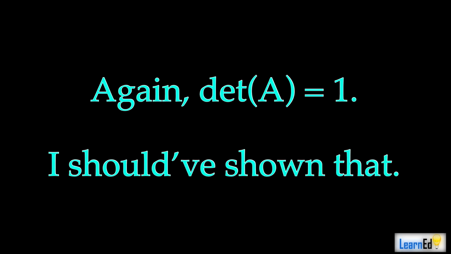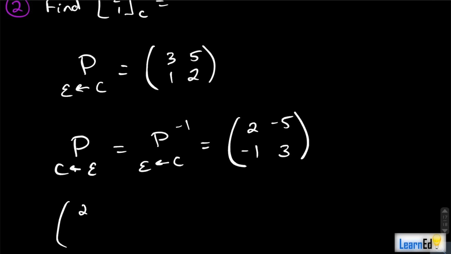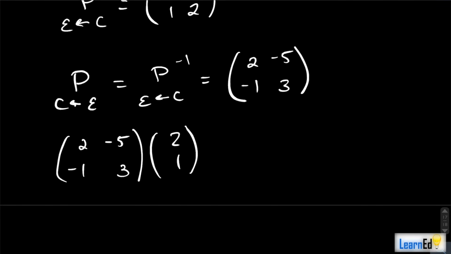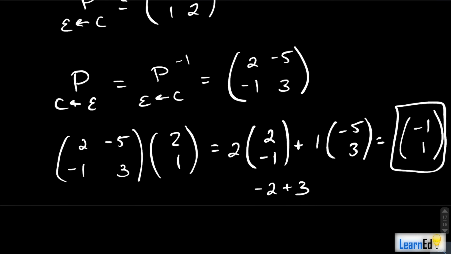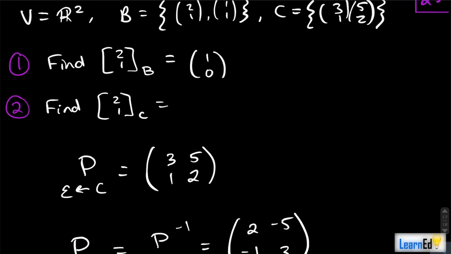So we just multiply this by (2, 1), and we'll get our answer. So we have 2 times 2, negative 1, and then we have a 1 times 5, negative 3. And this is equal to, we have a 4, minus 5 is negative 1, and we have a 2 times negative 1 is negative 2, plus 3 gives us a 1, and there you go. You have your answer. Okay?